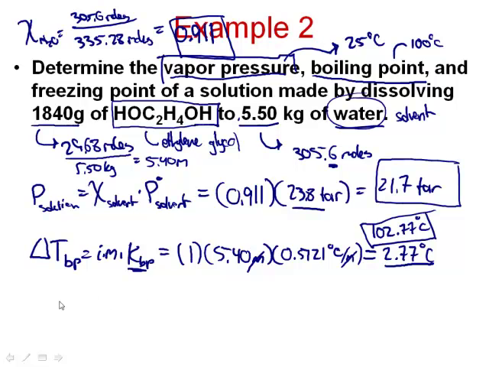To find the freezing point, we're going to do something analogous. We're going to use our freezing point depression formula. So, delta T FP is equal to i times m times K FP.